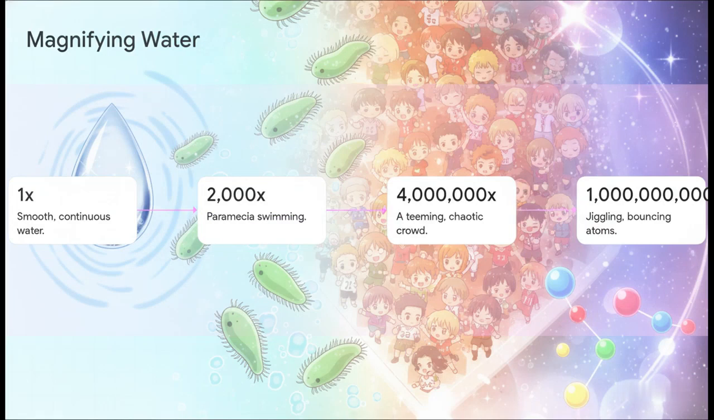Literally, we're going to take a mental zoom sequence right into a tiny quarter-inch drop of water. Step 1, looking closely, it just looks like smooth, continuous water, right? Okay, step 2, let's magnify it 2,000 times. Suddenly, the drop is 40 feet across, and you might actually see tiny paramecia swimming around in there. Step 3, magnify it again by 2,000. Now it looks like this teeming, completely chaotic crowd at a massive football game. Finally, step 4, we magnify it another 250 times. That is 1 billion times total magnification.